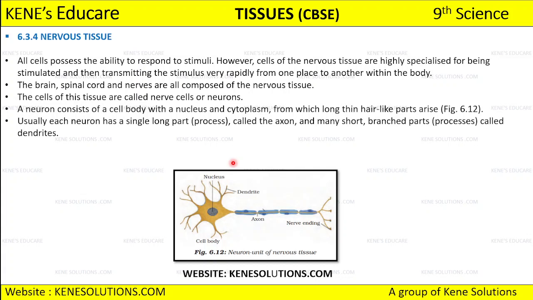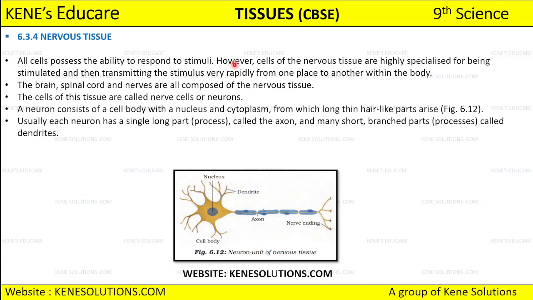Now the last type of animal tissue that we have is called the nervous tissue. कौन सा last type of tissue? It is the nervous tissue that we have. Okay. So all cells possess the ability to respond to stimuli. अब जितने भी cells हमारे body में हैं, they have this ability that they are going to respond to a certain stimulus which has been given.